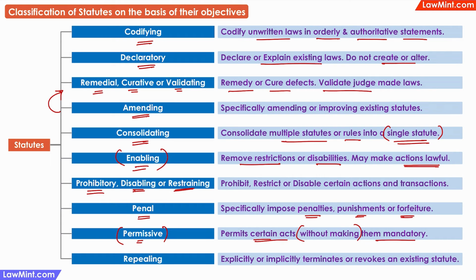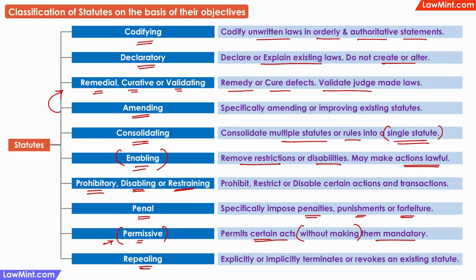Like I mentioned earlier, the same statute can often be classified under different categories depending on the context. The RTI Act is a good example of this because from a citizen's perspective, the RTI Act is a permissive statute. But from the government authority's perspective, it is mostly a mandatory statute.